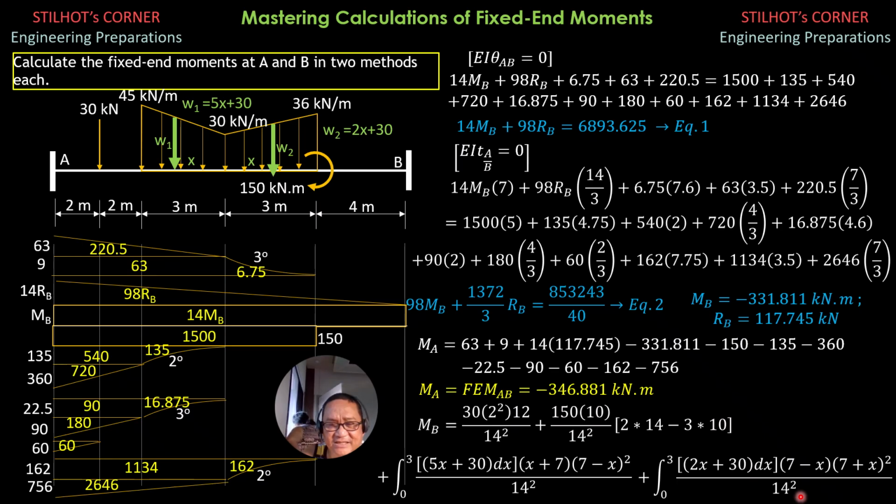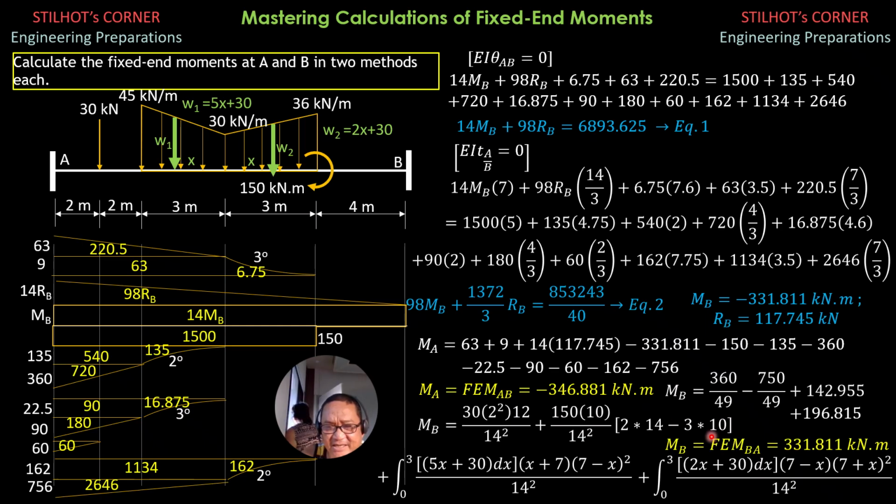So evaluating these integrals, these terms, the first term is expected to be clockwise. So it is 360 over 49 clockwise. The second term is negative, so it is counterclockwise. Third term is, because this is due to the load, the expected moment at B is clockwise. So 142.955. Then this last term is equal to 196.811. Combining, MB is equal to fixed moment BA, and it is 331.811 kilonewton meter, which is the same as this result here.